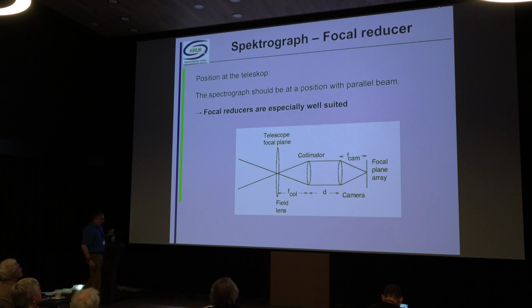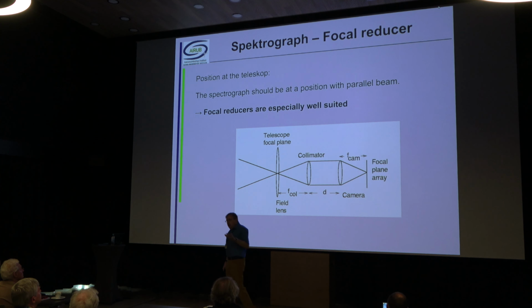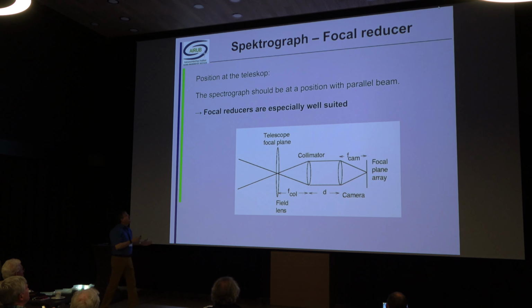Another thing, and there we come back to the idea of putting a disperser into your spectral path. If you have a convergent beam, then you have a lot of problems. Optimally you would use a parallel beam, as you have when you put the prism or the grating at the top of your telescope. So how do you make a parallel beam? The trick is easy. You build a focal reducer.